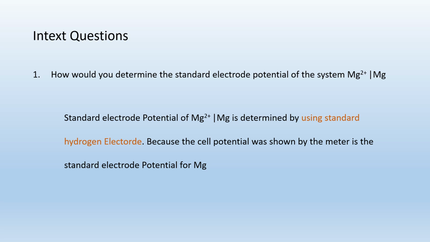How would you determine the standard electrode potential between the magnesium ion and magnesium? It can be determined when you connect it with a reference electrode, the standard hydrogen electrode. Any unknown electrode potential can be determined when you connect it with the standard hydrogen electrode, because the cell potential which is shown by the meter in the galvanic cell is equal to the standard electrode potential of that unknown metal.